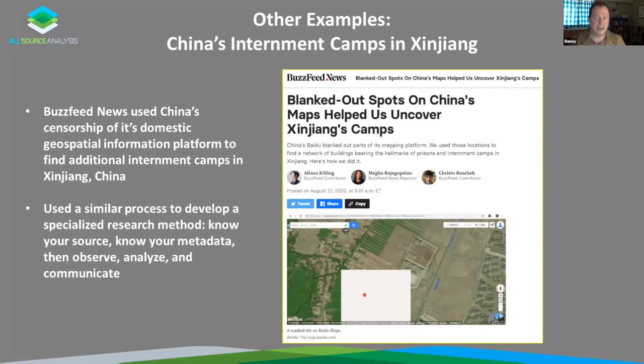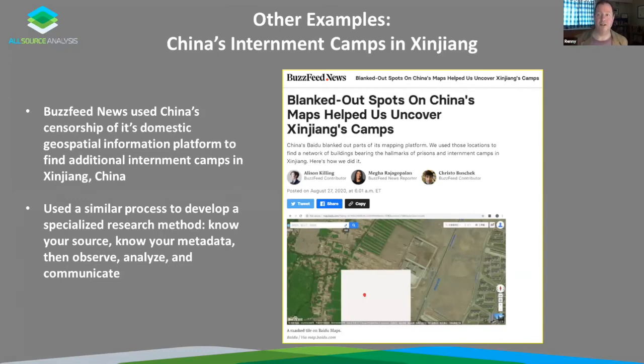So this suggests that these tiles are not accidental, but that they're intentionally put there for some reason, perhaps to obfuscate, perhaps to hide the fact that there are these camps there. Then they tested it. They developed a simple program to look at the whole area in Xinjiang for all image gaps in Baidu Maps. And then they used the results of that analysis to search for additional camps. And they found many dozens more camps based on searching for these blank tiles in Baidu Maps in Xinjiang.